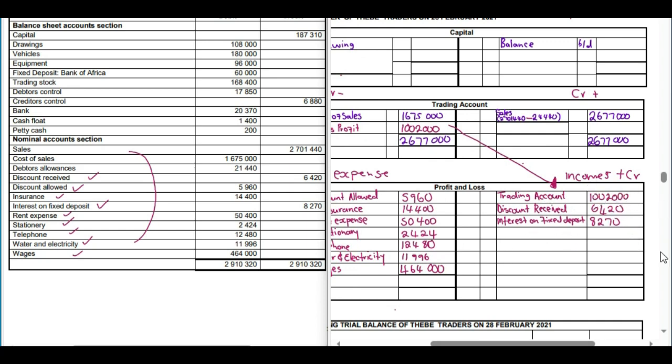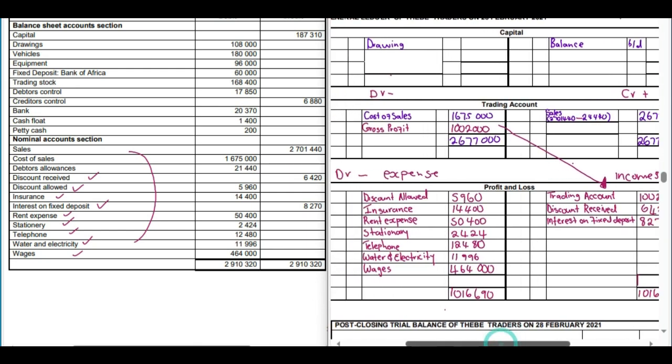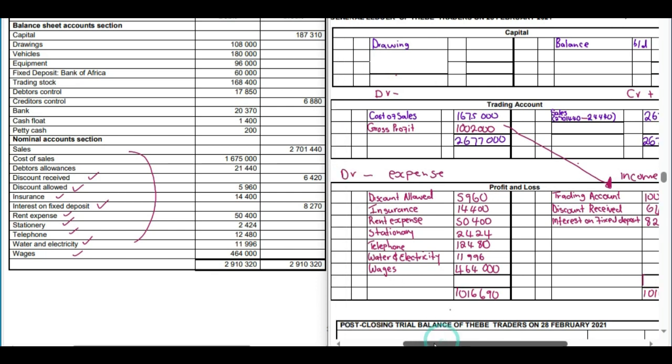And then guys, from this case now we can close off our profit and loss account by looking at the bigger side. The bigger side is our credit side. Let's calculate: 1,002,000 plus 6,420 plus 8,270 equals 1,016,690. What you did on your right must happen on your left, so 1,016,690.